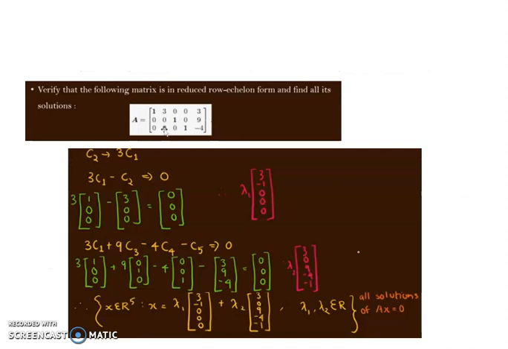So next we can see an example based on this row echelon form and reduced row echelon form, whether the matrix is reduced, and how the solution can be found.